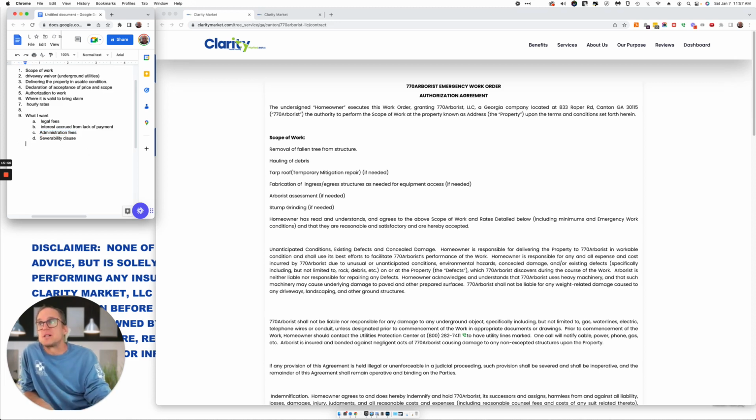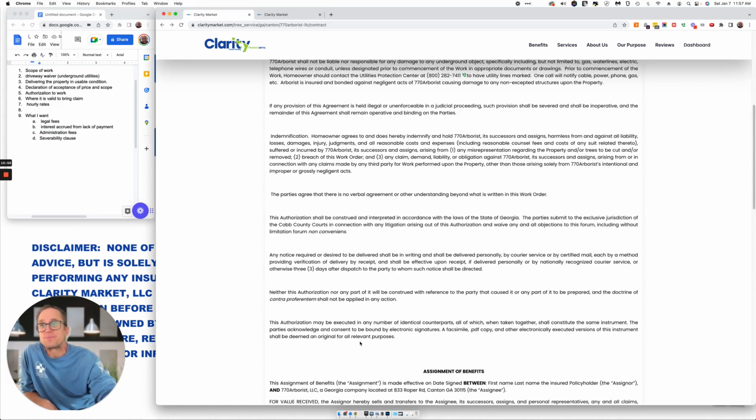So, severability clause, guys, I've gone over it before. I don't think I have one in here right now, but let's see, Control F, SEV. Oh, no, I do. Okay. If any provision of this agreement is held illegal or unenforceable in a judicial proceeding, such provision shall be severed and shall be inoperative, and the remainder of this agreement shall remain operative and binding on the parties. So basically, you cut that portion out, and the remainder is valid.